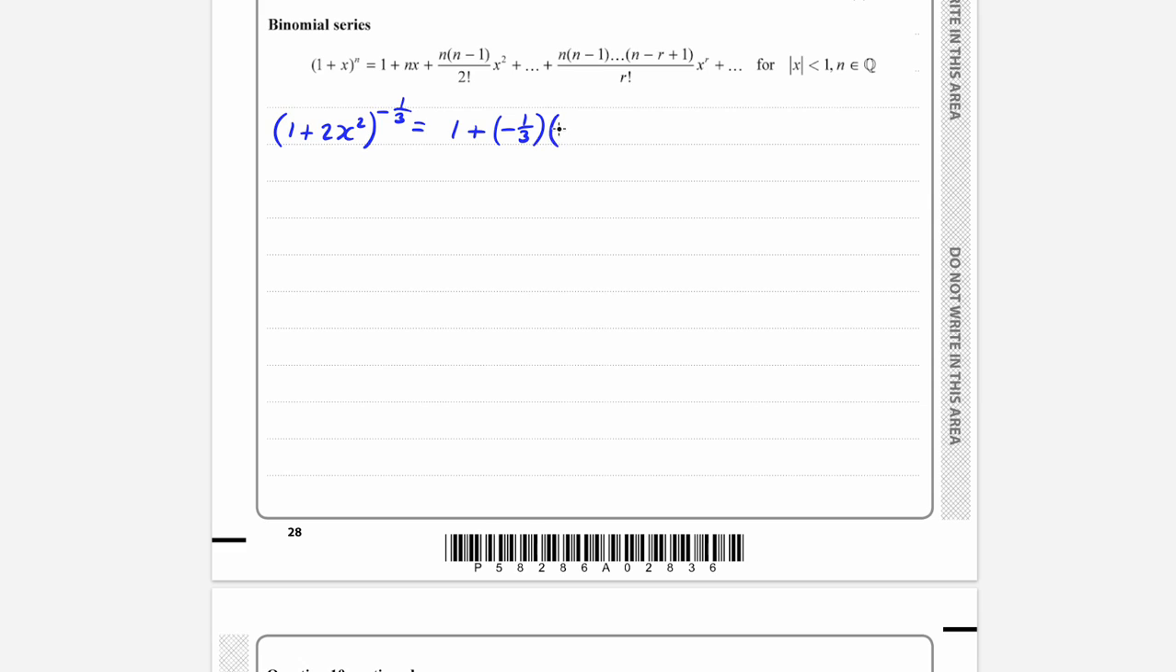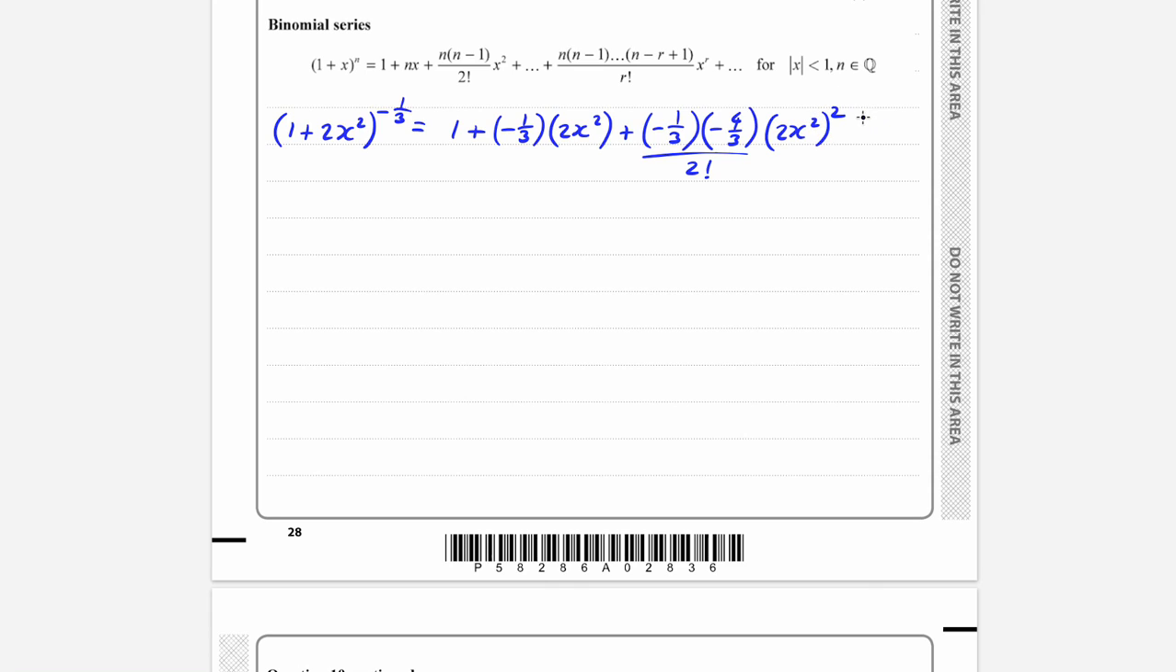X is 2x squared. Then I have plus minus a third, then minus a third minus 1 is minus 4 over 3. Use your calculator, guys, if you need to do that. Minus 1 over 3 minus 1. Hopefully you don't. Over 2 factorial. And then times 2x squared. Sorry, it's 2x squared.